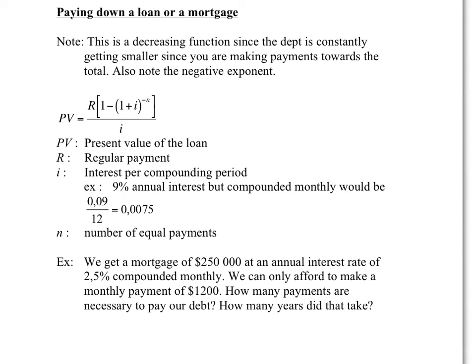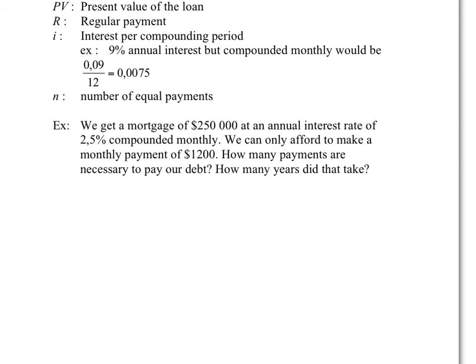Okay, so let's go over this equation. So PV, the present value of the loan, so that's how much you still owe. If you borrow $250,000, that's your present value of the loan. Your regular payments, so your monthly payments on your mortgage or against your loan, whatever that is. Interest per compounding period, so that's very similar to the last example, where if you have a 9% interest rate but it's compounded monthly, your monthly interest would be 0.0075, and n is the amount of payments that are necessary to repay the loan.